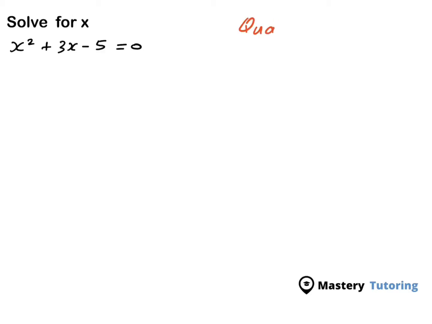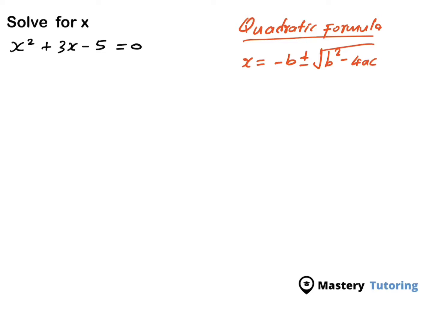Quadratic formula. So what the quadratic formula does is help you get the roots of a quadratic equation if you can't factorize it. It looks as follows: x equals minus b plus or minus the square root of b squared minus 4ac, and then we divide the whole thing by 2a. But this quadratic formula is applicable to quadratic equations.